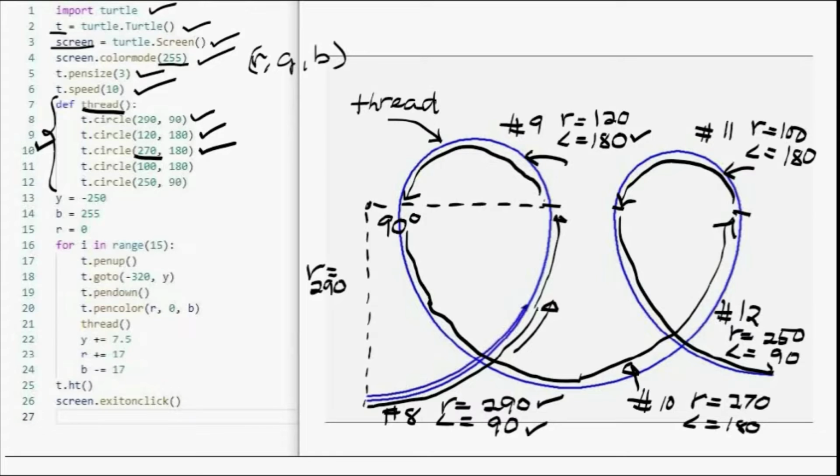How do we draw the whole image? We start by specifying the value of y. Y is negative 250. The y is actually the y on the Cartesian plane. The Cartesian plane has a center approximately here. So we have the y-axis here. This is the y-axis and this is the x-axis.